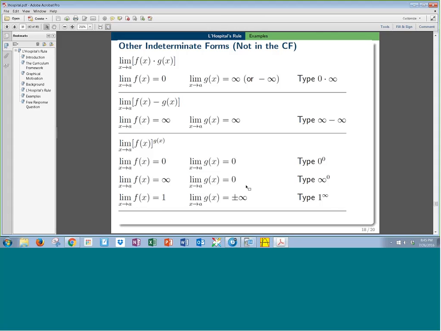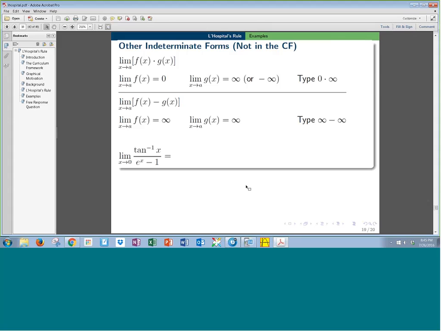And finally, we have 3 different types here involving an exponent. 0 to the 0, it seems like it ought to be 1, but isn't necessarily. Infinity to the 0, and 1 to the infinity, all indeterminate forms, and all need some extra work in order to get it back to something that we know how to handle.